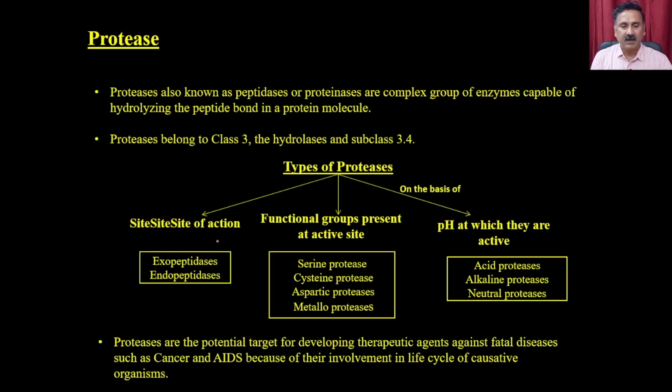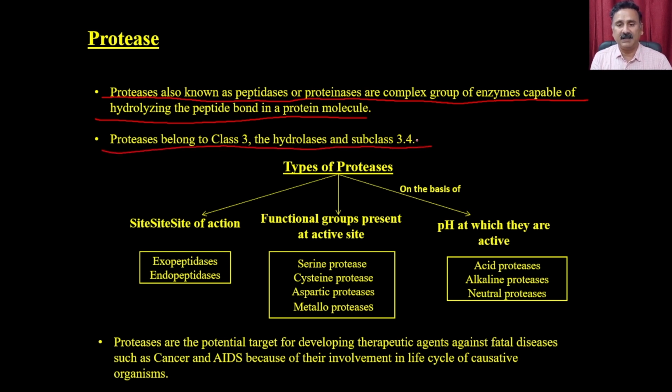You can have exopeptidase or endopeptidase. Proteases, also known as proteinases, are a complex group of enzymes capable of hydrolyzing the peptide bond in a protein molecule. Proteases belong to class 3, the hydrolases, and subclass 3.4. And you can have different types of proteases depending upon the site of action, the functional group present at the active site, or the pH at which they are active. So as per the site of action, you can have exopeptidase or endopeptidase.